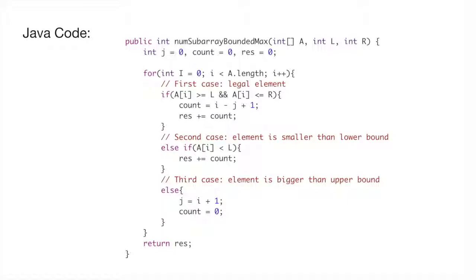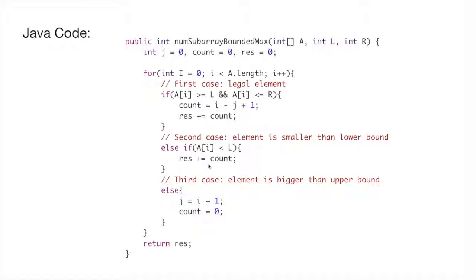Now let's take a look at the Java version of the code. The idea is simple and intuitive. There are 3 conditions. The first is a legal element. In this case, we just simply update the count to I minus j plus 1 and then add the count to the result. The second case is that the element is smaller than the lower bound.